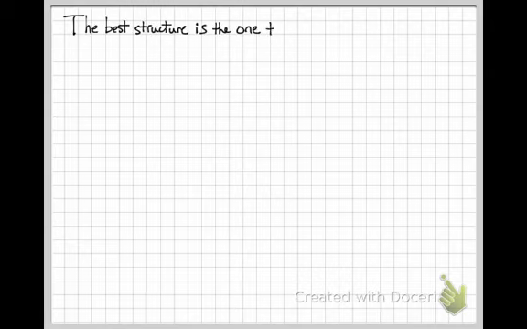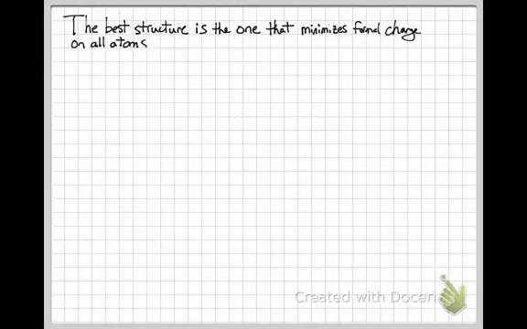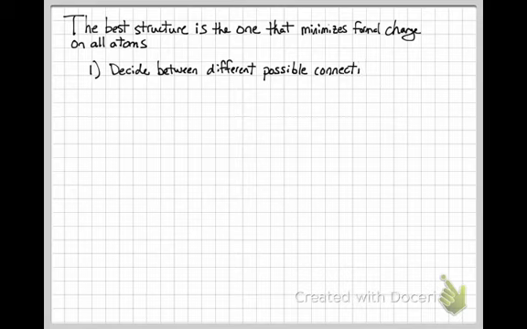Let's talk about how we can use formal charge to decide between multiple possible Lewis structures for a molecule. The rule of thumb is that the best structure is going to be the one that minimizes the formal charge on all atoms. So in instances when we need to, for instance, decide between different possible connectivities of atoms in a molecule, we can use formal charge to help us out.